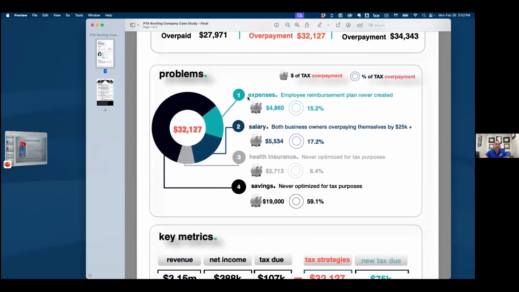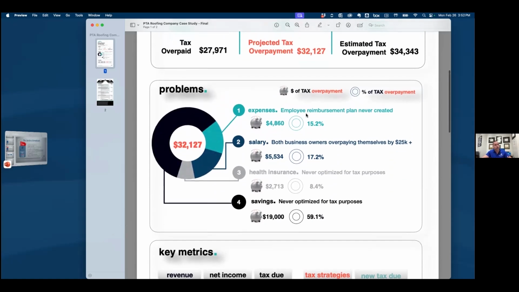Anyway, again, what we do with the tax analysis is we assess your concerns and challenges. We want to propose them to you. We want to notify you. This particular contractor didn't really know about an employee reimbursement plan. They never created it. They just weren't aware of it, and their accounting team wasn't either.